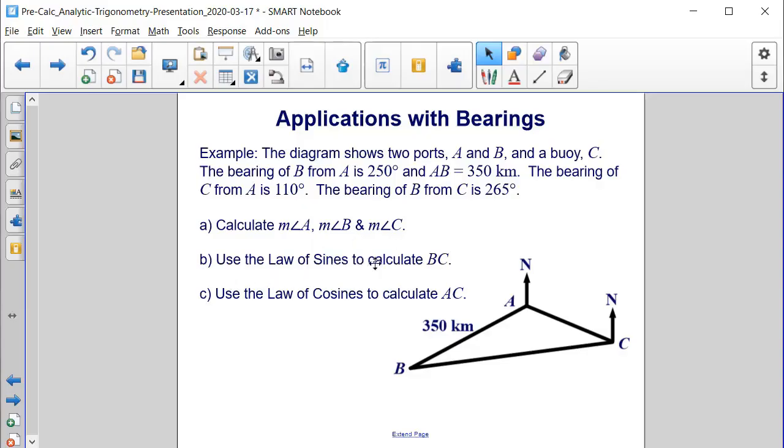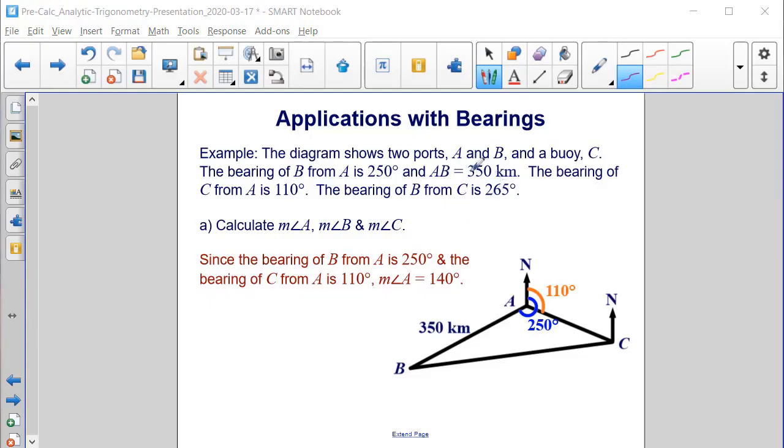Then use the law of sines to calculate the length of BC, and use the law of cosines to calculate the length of AC. Let's start off with part A. At the very beginning of this problem, we are told that the bearing of B from A is 250 degrees, so that's labeled in blue. And we're also told in the problem that the bearing of C from A is 110 degrees, also shown in the problem.